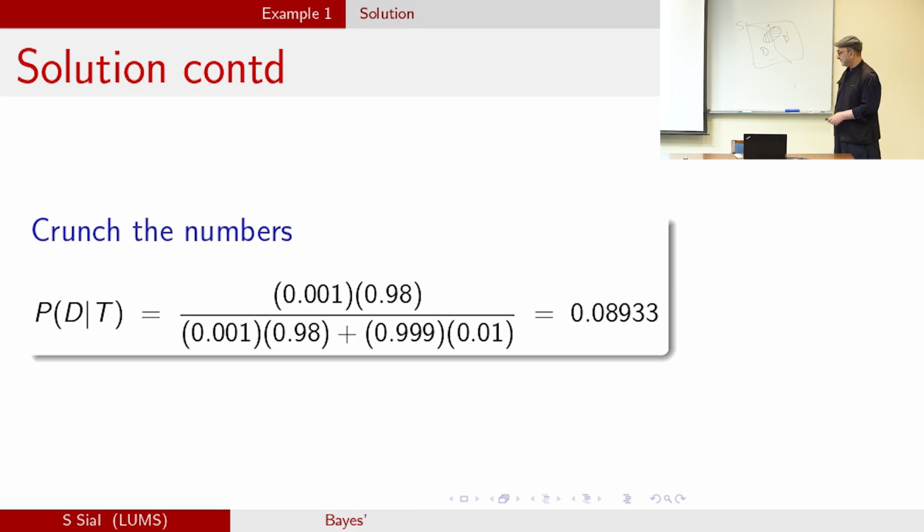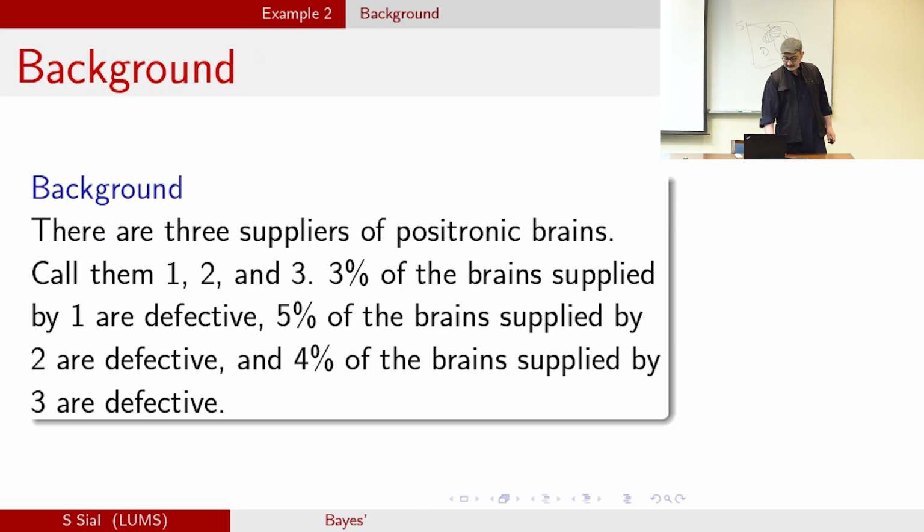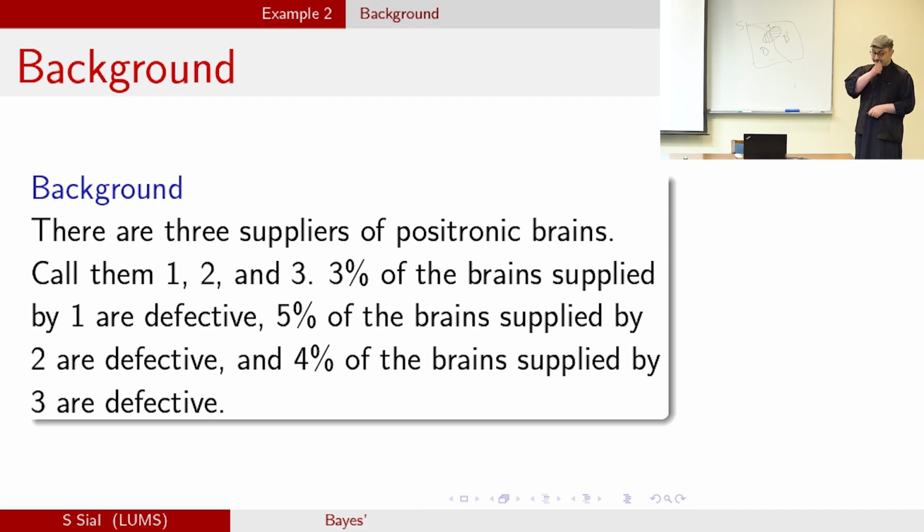Let's try a second example. We can think our way through this one. We have a supplier of positronic brains. We buy our positronic brains from 3 different suppliers, which I'll call 1, 2, and 3. 3% of the brains supplied by supplier 1 are defective. 5% of the brains supplied by supplier 2 are defective. And 4% of the brains supplied by supplier 3 are defective.